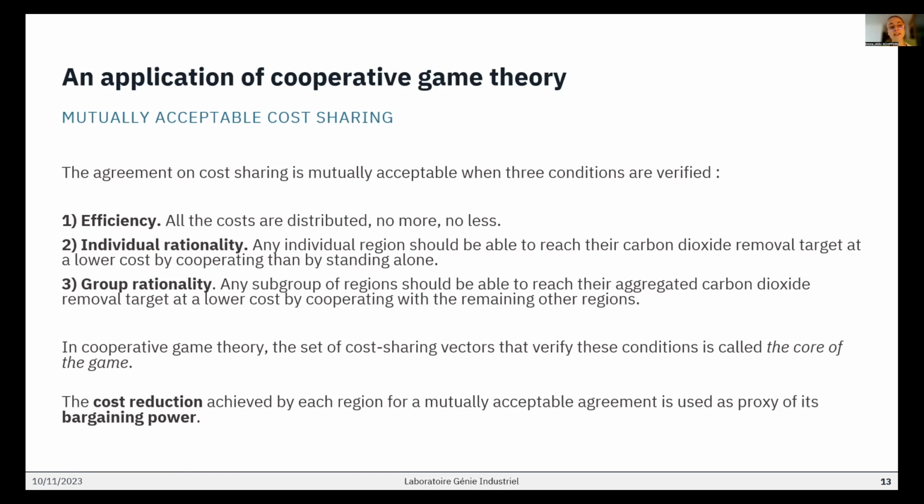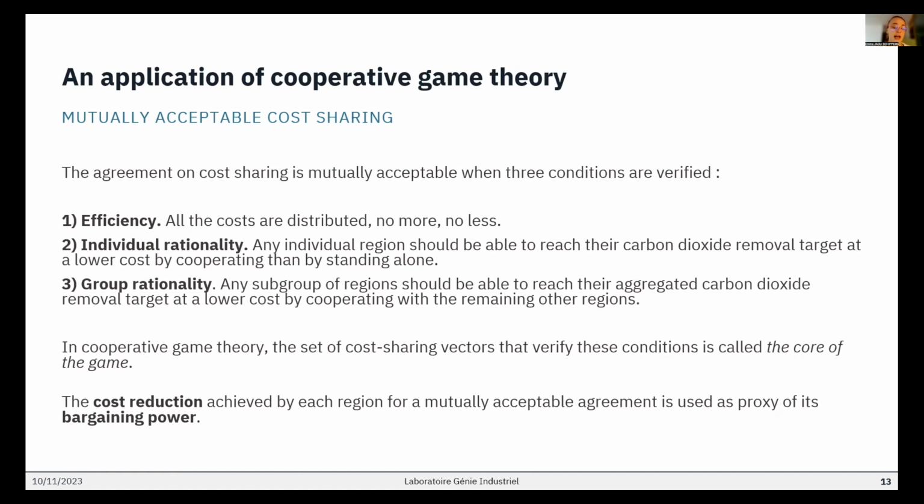The second condition is individual rationality. Any individual region should be able to reach its carbon dioxide removal target at a lower cost by cooperating than by standing alone. And group rationality ensures that any subgroup of regions should be able to reach their aggregated carbon dioxide removal targets at a lower cost by cooperating than with the remaining other regions. In cooperative game theory, the set of cost-sharing vectors that verify these conditions is called the core of the game.